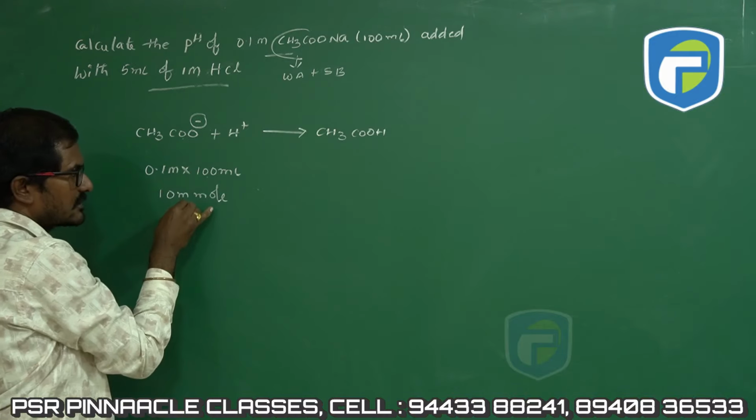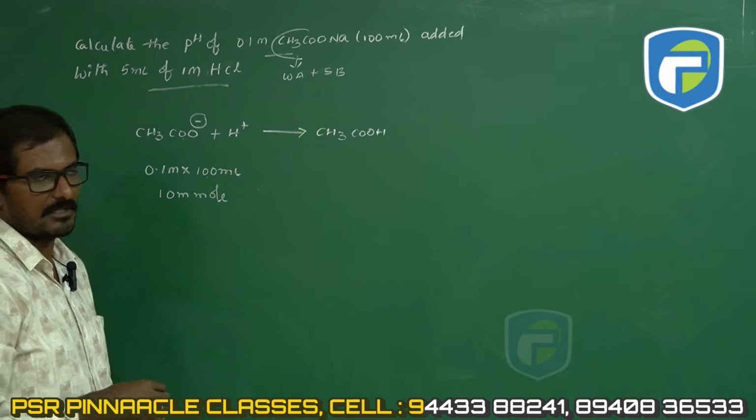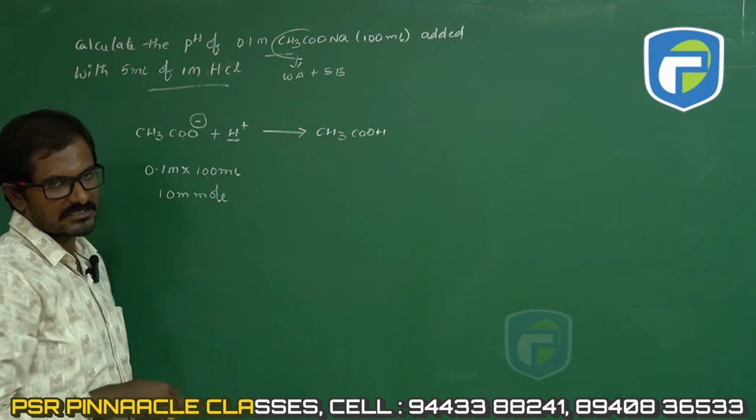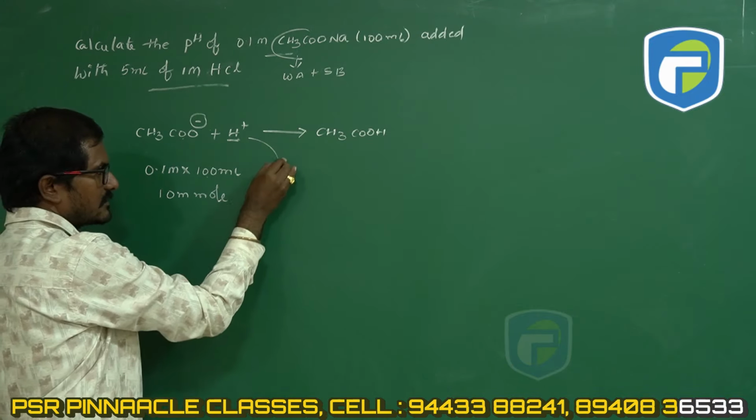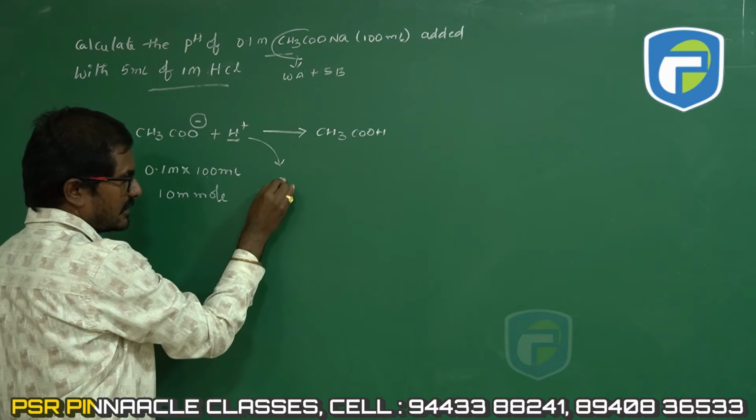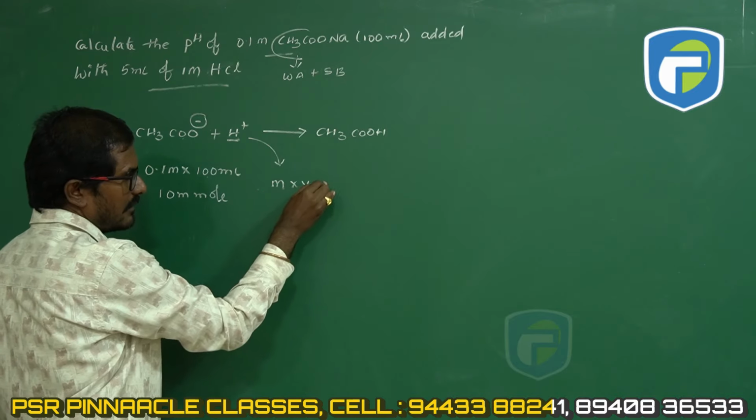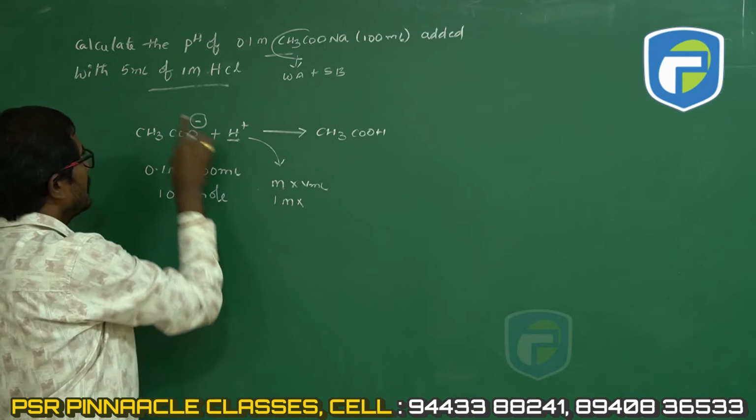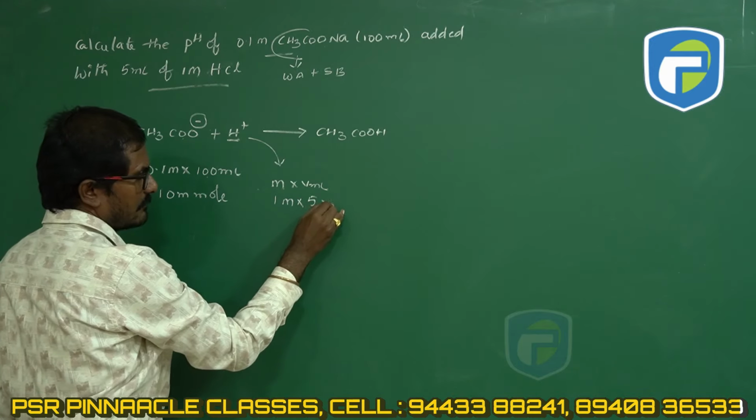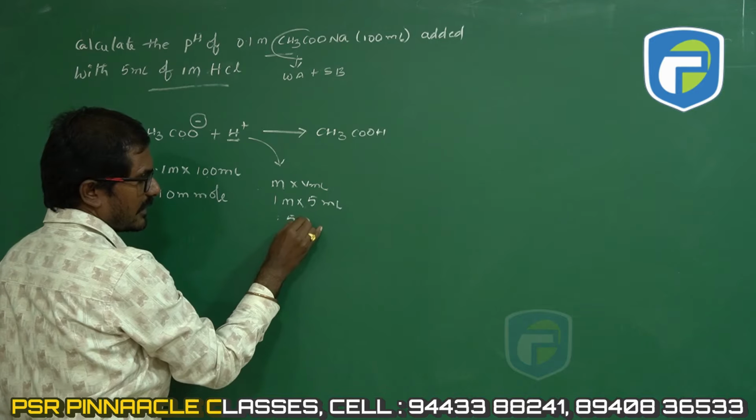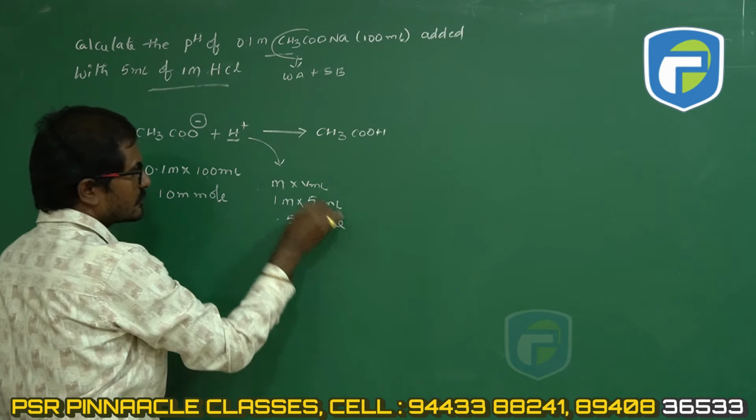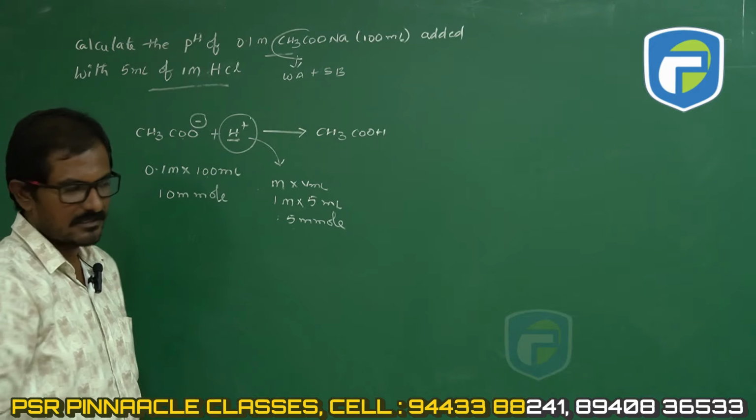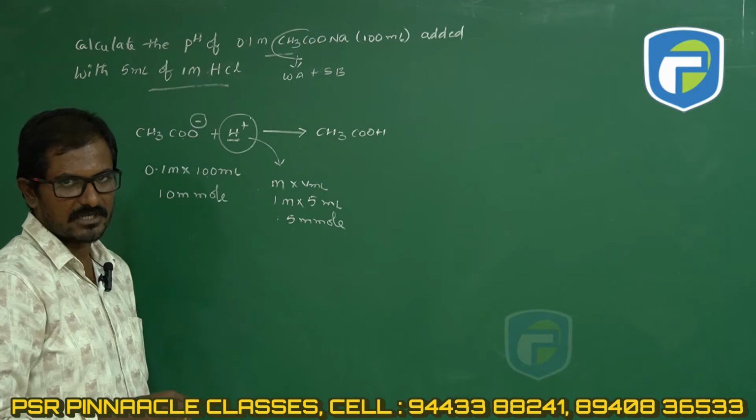So how many millimoles of acetate are we taking? 10 millimoles. Then how many millimoles of H plus did we add? So number of millimoles of H plus is molarity into volume in ml. What is the molarity of H plus? 1 molar into how many ml? 5 ml. So we are taking 5 millimoles. So H plus number of moles is lesser, so it will act as a limiting reagent.